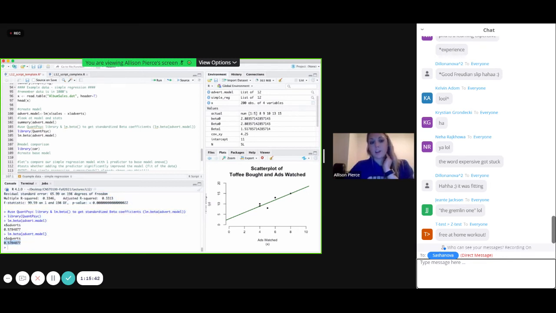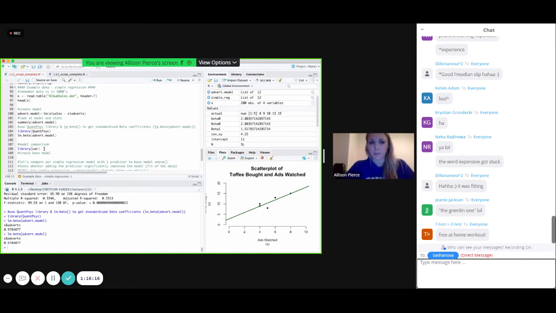So this is saying, for every 1 unit increase in advertising dollars, sales goes up by 0.57 standard deviations, or standard deviation units. There's a little bit more math you have to do when you're using standardized beta coefficients, and I have that mapped out in the PowerPoint.